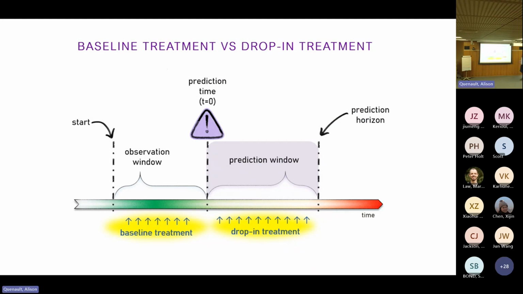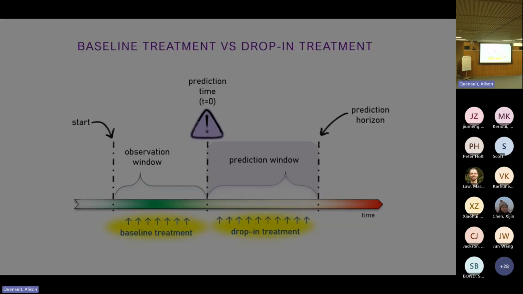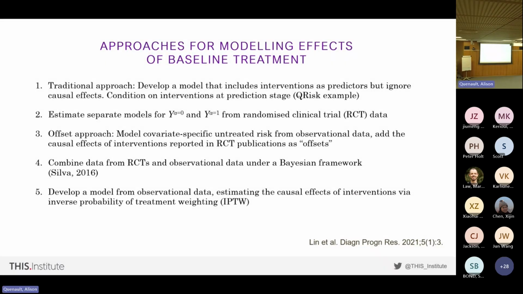Okay, so let's look at that distinction between baseline treatment and drop-in treatment. Baseline treatment is any treatment that would happen before time 0, so during the observation window, whereas drop-in treatment is treatment that happens after the prediction was made, so after time 0. I'm going to focus on baseline treatment first. We reviewed the literature a couple of years back to look at approaches to estimating the effects of baseline treatment in the prediction context.